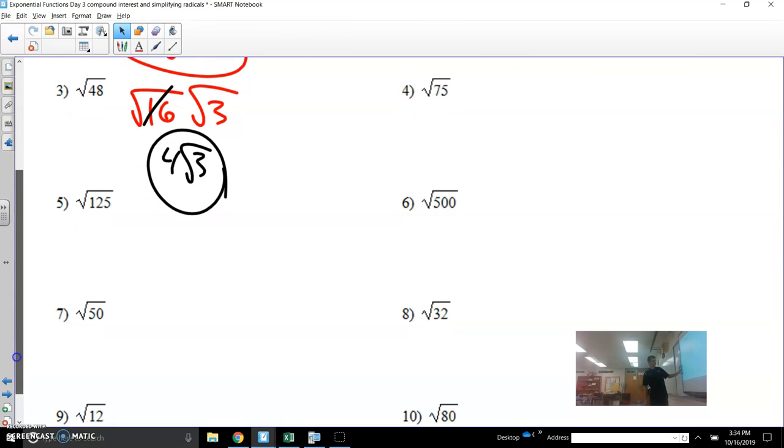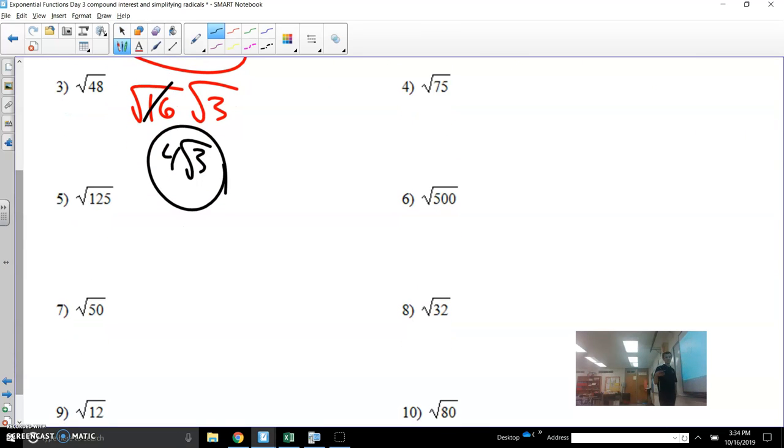125. Anything that ends in 25, 50, 75, I'm really thinking about 25. So that'd be 25 times 5, where the square root of 25 is 5.